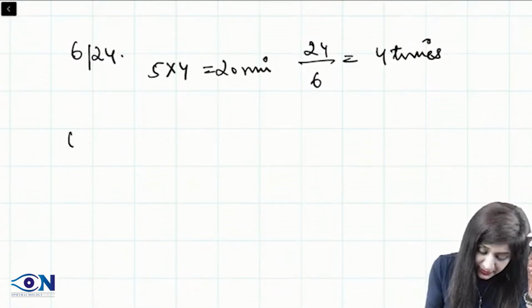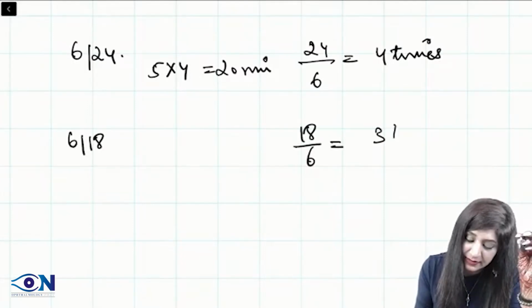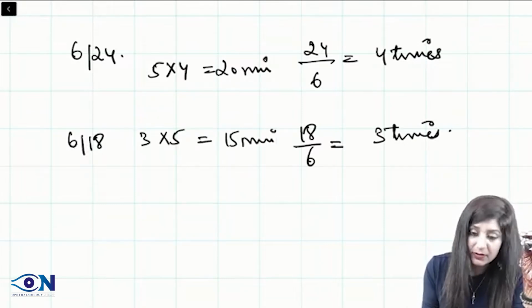Then for 6 by 18, we are going 18 by 6. This is equal to 3 times. Divide by 6 and then multiply by 5. You will get the 15 minutes.